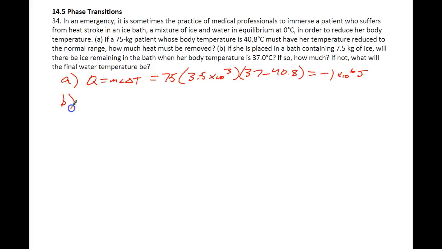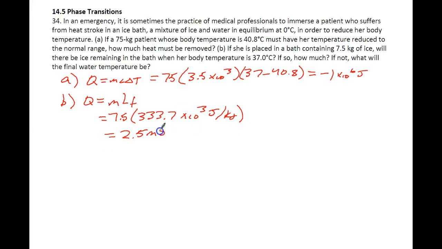For letter B, we know that Q is equal to m, the mass of the ice, times the latent heat of fusion. So we're just trying to take all of the heat from that really warm person, we're trying to reduce their body temperature, so we're going to melt ice. It's probably the easiest way to explain it. So this is equal to 7.5 kilograms of ice times 333.7 times 10 to the third joules per kilogram of ice energy. So that would remove about 2.5 million joules, megajoules.